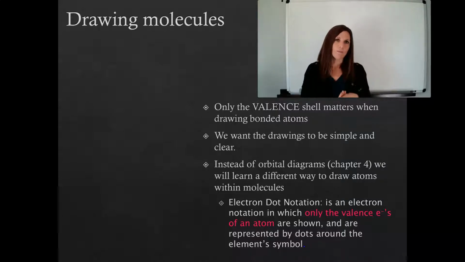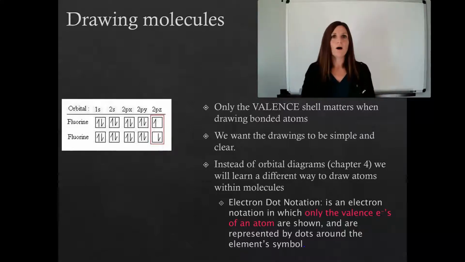When we draw an atom or a molecule, we want the drawing to be simple and clear and to have only the information that we really need. So to that end, we are going to draw our molecules showing only their valence electrons. We're not going to bother with drawing the kernel or the interior electrons because they don't determine how the atom behaves. What determines how the atom behaves is its valence shell. So we're only going to be drawing the valence shell when we draw the electrons to show how bonds are forming.